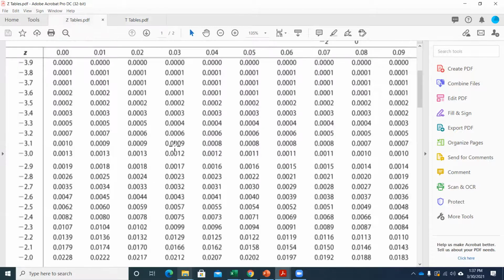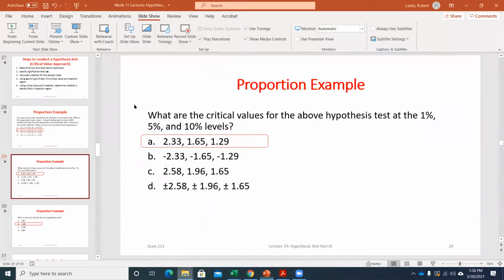Now, the other way, I'd have to go through and hunt down where 0.1 is, write that z value down, find where 0.05 is. Now, I'll get close, right? But I'll have to round to that second decimal. So either way is fine to find those critical values, but it saves a little bit of time if we use the student t distribution to find them. So we've got our critical values now.